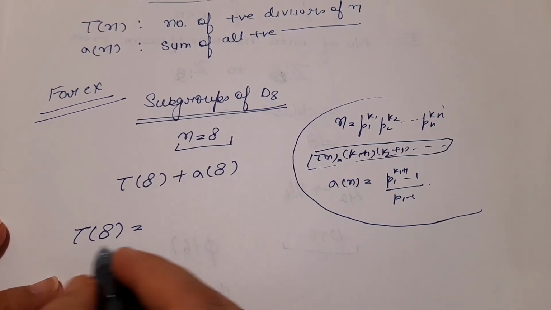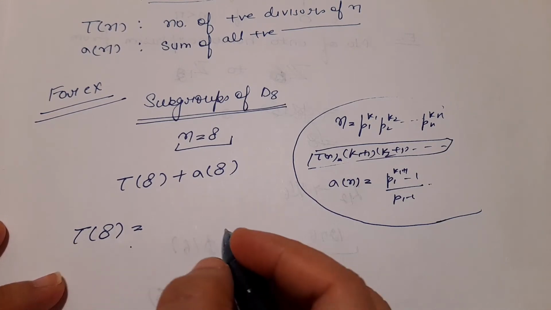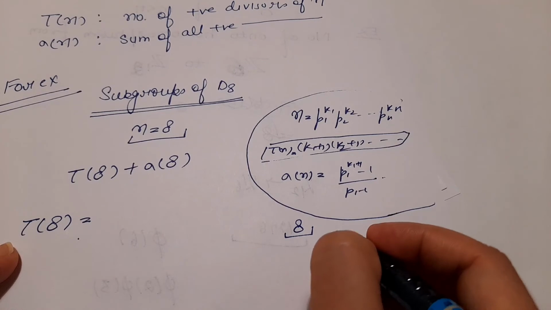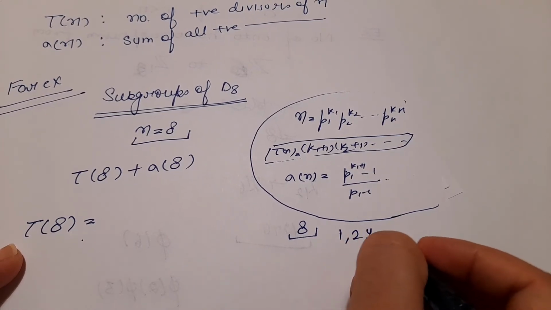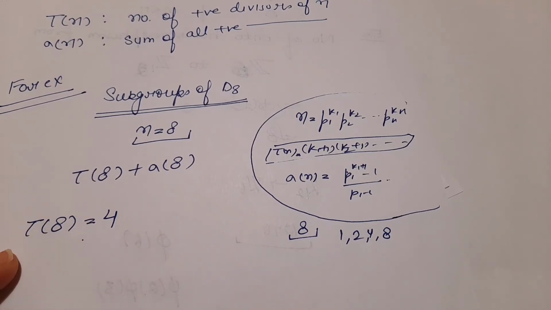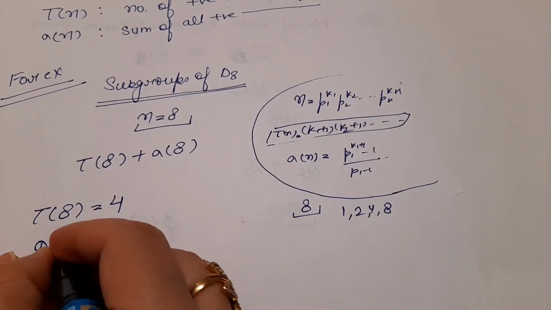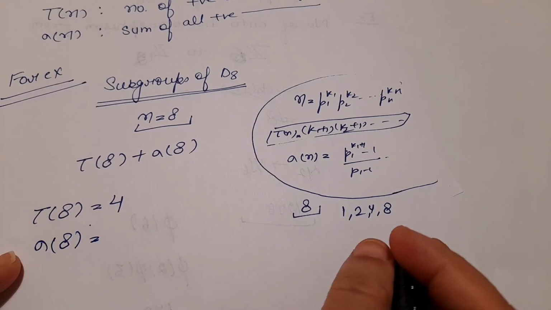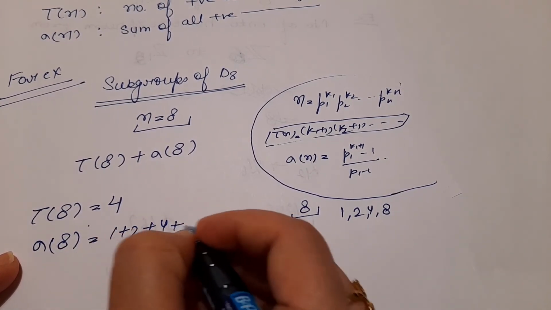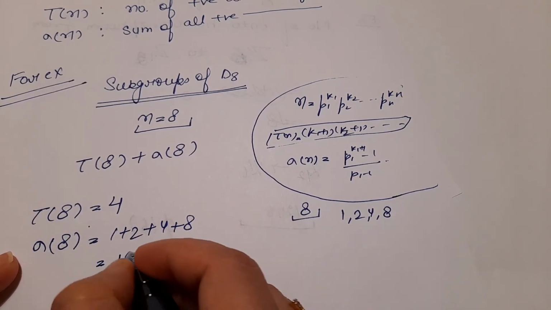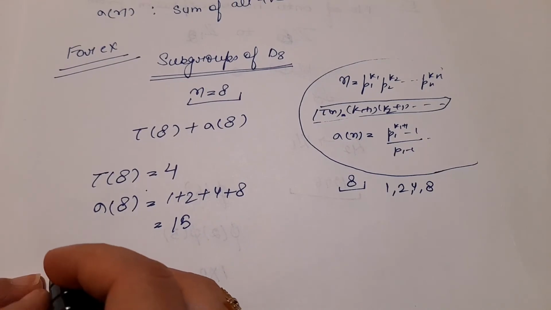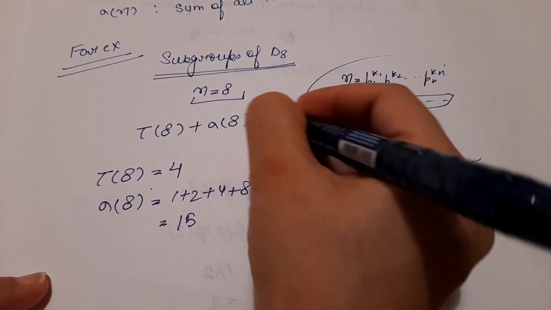So what is tau 8? Because 8 is a small number, we can see it like this only. The divisors are 1, 2, 4 and 8. So we have 4 divisors, that means tau 8 is equal to 4. And what is sigma 8? Sigma 8 means you add these divisors: 1 plus 2 plus 4 plus 8, which is equal to 15. So the total number of subgroups, tau 8 plus sigma 8, is equal to 19.